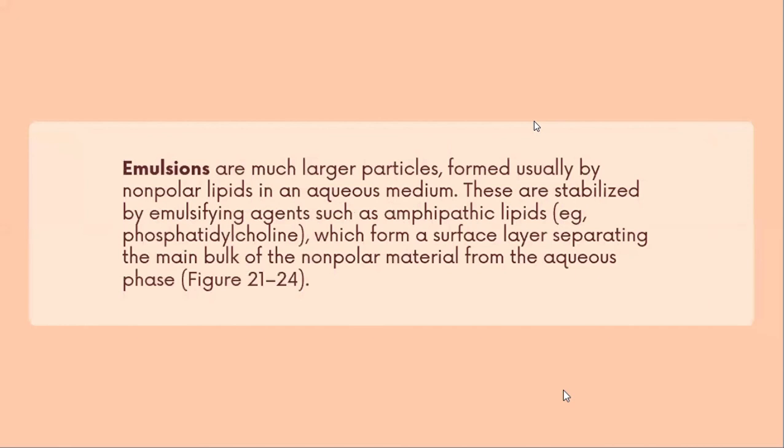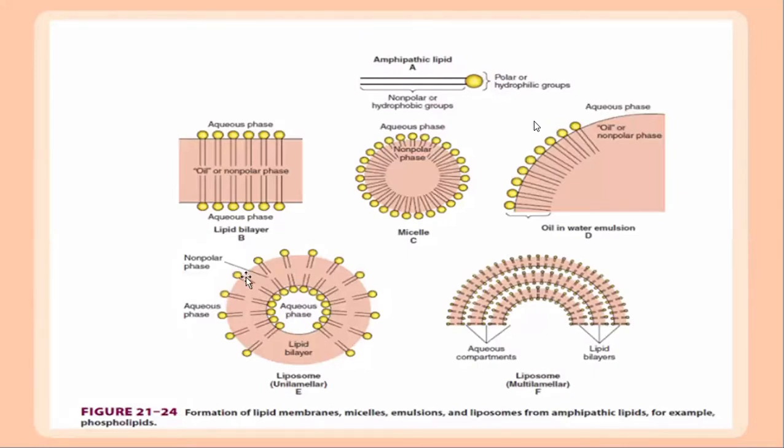Emulsions are much larger particles formed usually by nonpolar lipids in an aqueous medium. These are stabilized by emulsifying agents such as amphipathic lipids, phosphatidylcholine. These form part of a surface layer separating the main bulk of the nonpolar material from the aqueous phase. So in this phase, this is the hydrophilic and the hydrophobic part. In the aqueous phase, the hydrophilic, the hydrophobic part. So the head and the chain, bipolar.